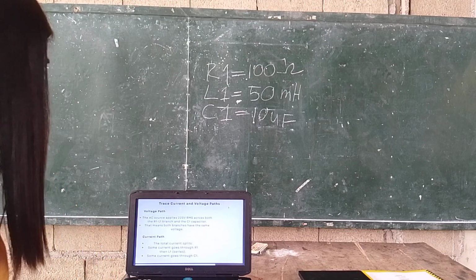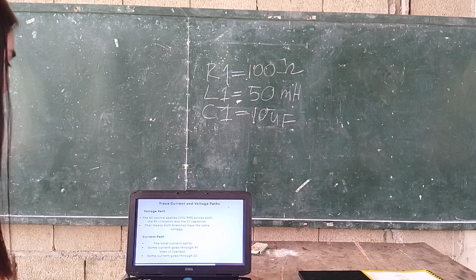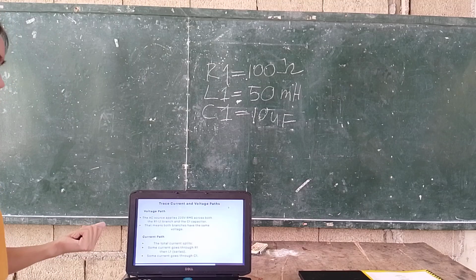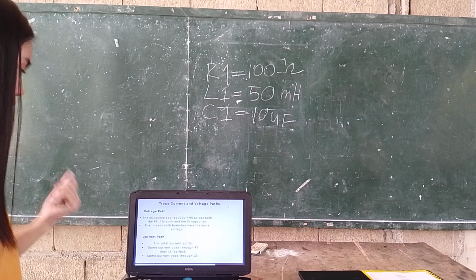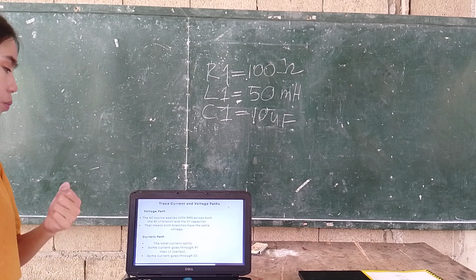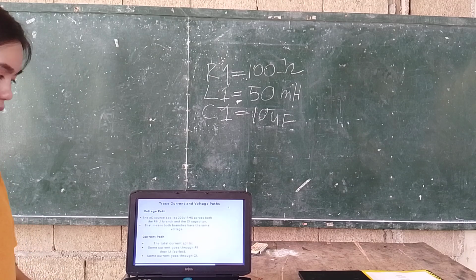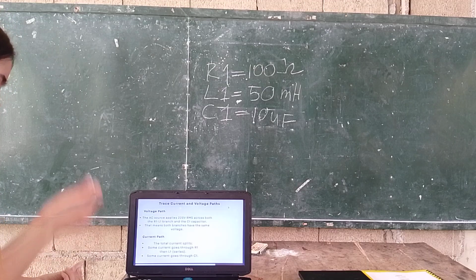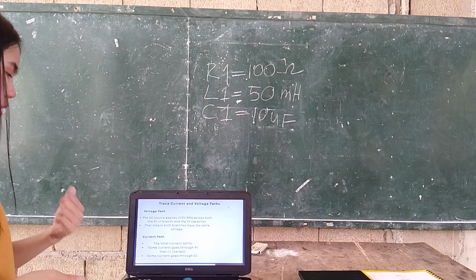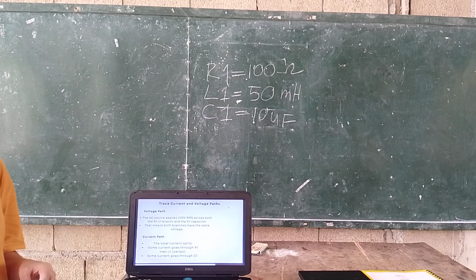Okay, so let's trace current and voltage paths. The voltage path is: the AC source applies 220 volts RMS across both the R1 to L1 branch and the C1 capacitor. That means both branches have the same voltage. As for the current path, the total current splits. Some current goes through R1 then L1 in series, and the rest goes through C1.